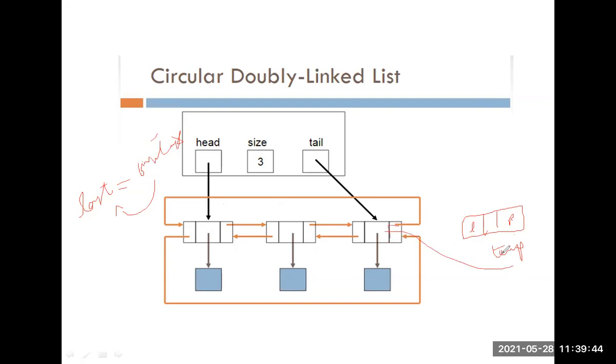And temp of left link contains the last node address, so temp of left link contains last. Then first of left link contains temp, and temp of right link contains first. So return temp. So in this way you have to insert a node at the rear end.